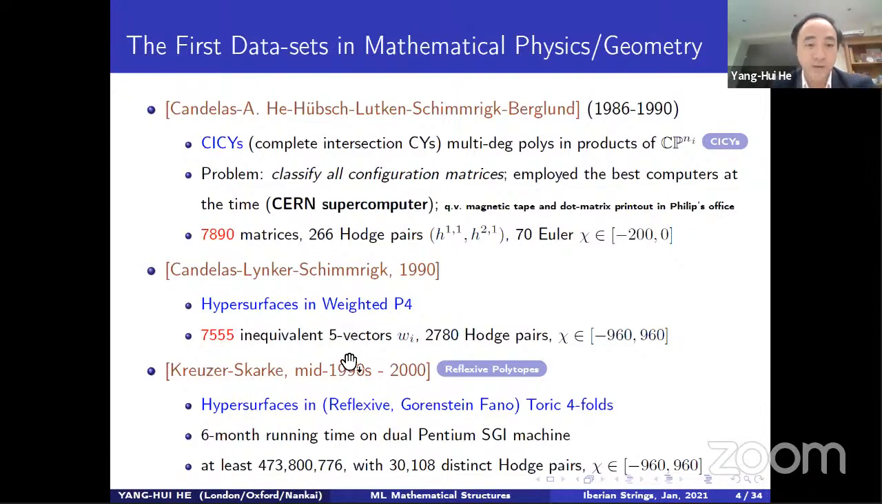The most impressive work done in the last part of the last century is this beautiful work by Kreuzer and Skarke, where, based on these theorems of Batyrev and Borisov, and asking how else you are going to generalize CP4, well, use a four-complex-dimensional toric variety and put a hypersurface in it.